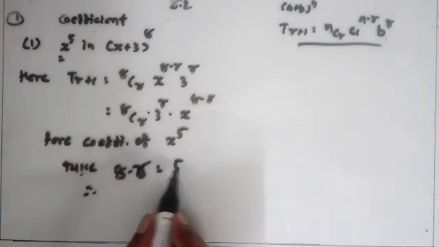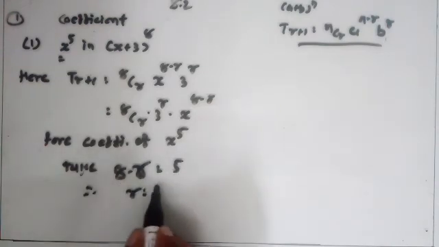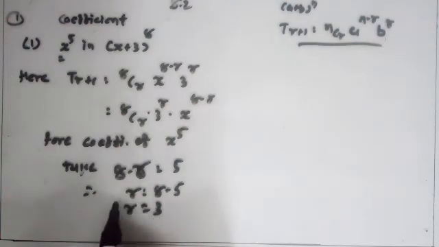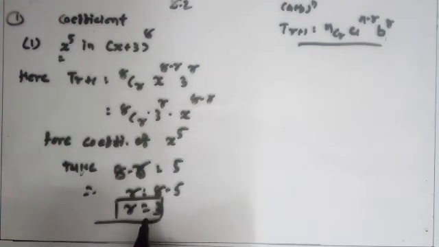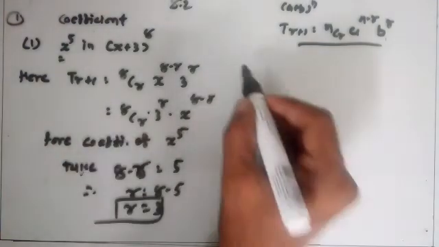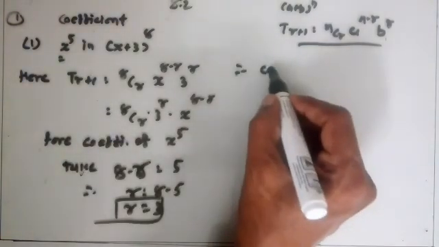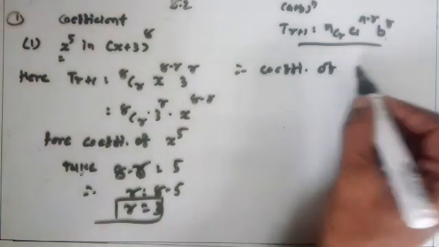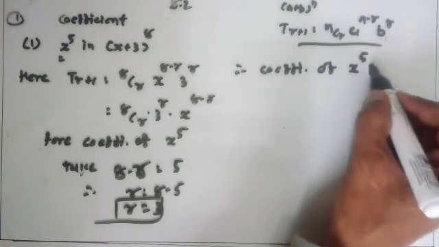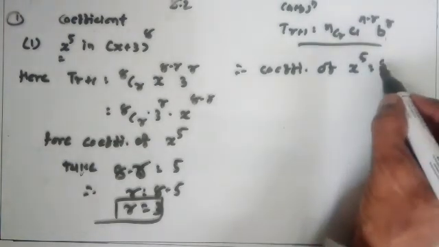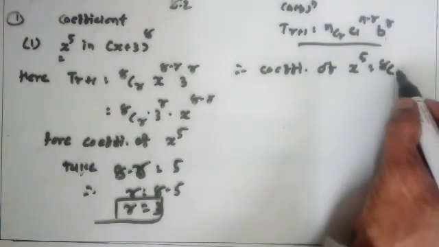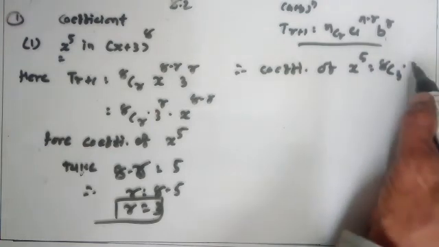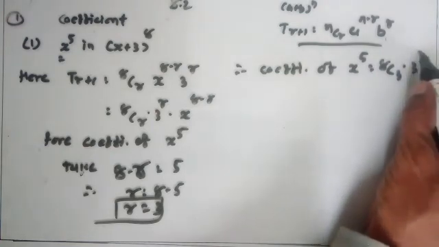Therefore r take this side, 5 take this side, so r is equal to 8 minus 5, so r is equal to 3. Now r is equal to 3, take 3 in this coefficient. Therefore coefficient of x raised to 5 is equal to 8C r, which is 8C3 into 3 raised to 3.